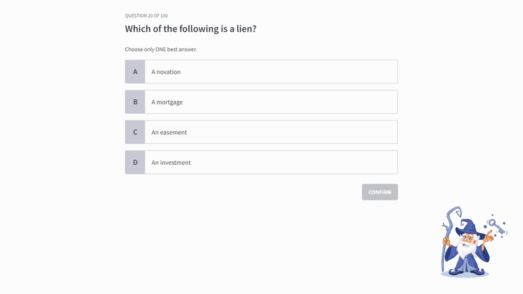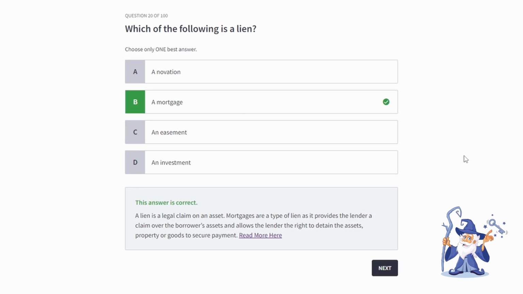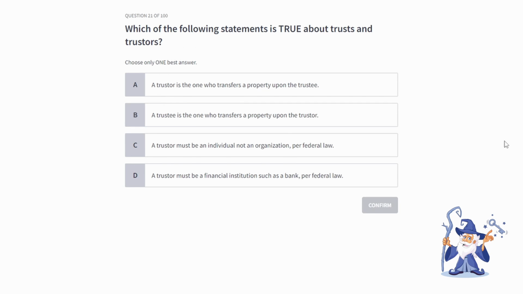Okay, what is the correct answer for this one? Well, it is going to be B. It is a mortgage. That's right, a mortgage. So what is a lien, for those of you who don't know? A lien is a legal claim on an asset. Mortgages are typically a type of lien, as it provides the lender a claim over the borrower's assets and allows the lender the right to detain the assets, property, or goods to secure payment. So yes, obviously a mortgage is a form of lien.